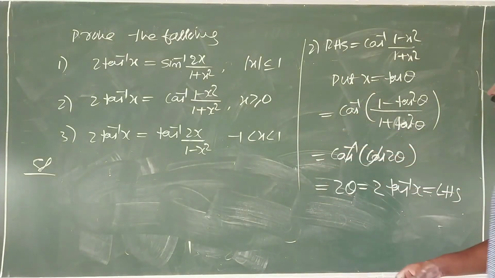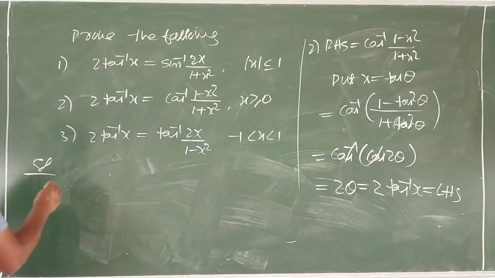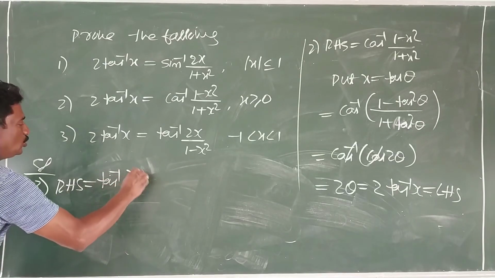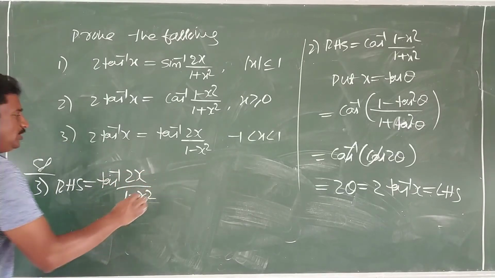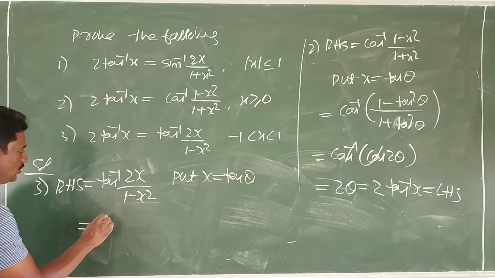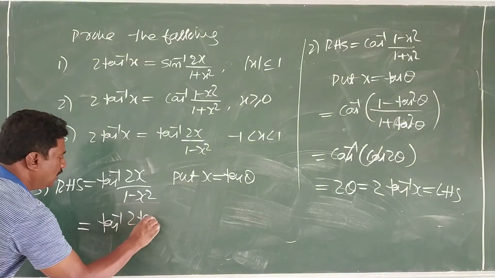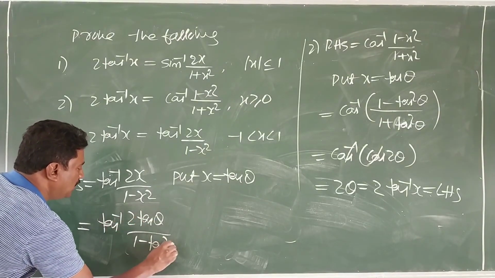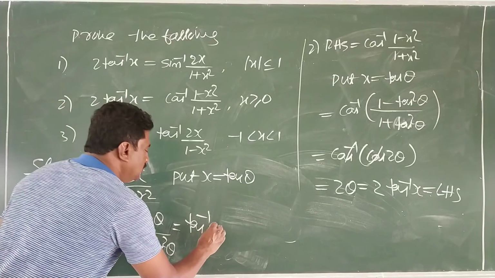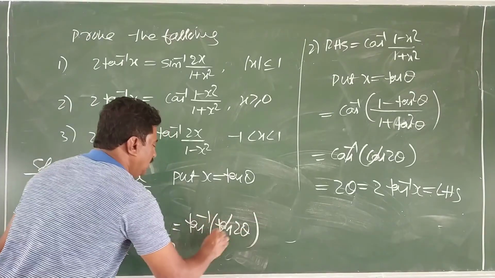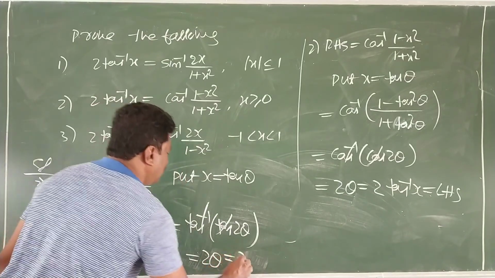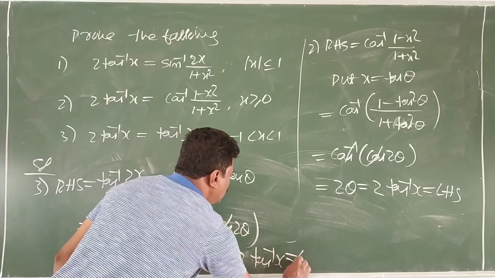Similarly, you prove the third one. So how do you prove the third one? Same thing. Third one, RHS. What is RHS? Tan inverse 2x by 1 minus x square. Put x equals tan theta. So it is equal to tan inverse 2 tan theta by 1 minus tan square theta. What is 2 tan theta by 1 minus tan square theta? Tan 2 theta. Tan gets cancelled. That is 2 theta. That is 2 into theta, which is tan inverse x. So it is equal to LHS.